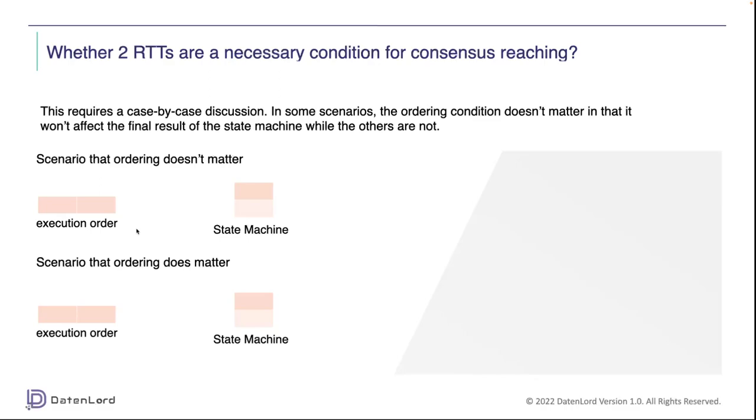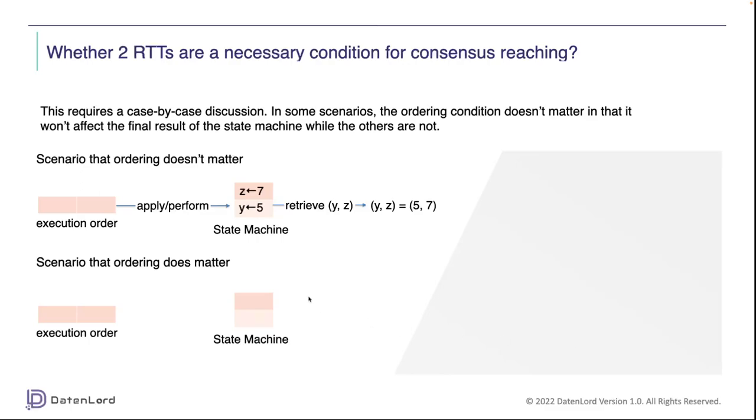Suppose a user issues a put Y 5 followed by put Z 7 to the cluster. After the state machine applies these commands, retrieving the values of Y and Z from the state machine yields Y equals 5 and Z equals 7. Now let's reverse the execution order of these two commands. We observe that even after the state machine applies both commands, the retrieved values for Y and Z are still Y equals 5 and Z equals 7. This illustrates our earlier point: in certain scenarios, relaxing the requirement for ordering does not impact the cluster's ability to reach a final consensus.